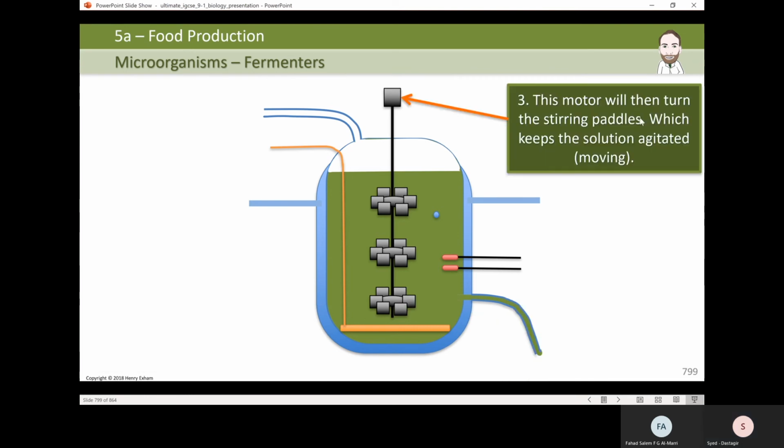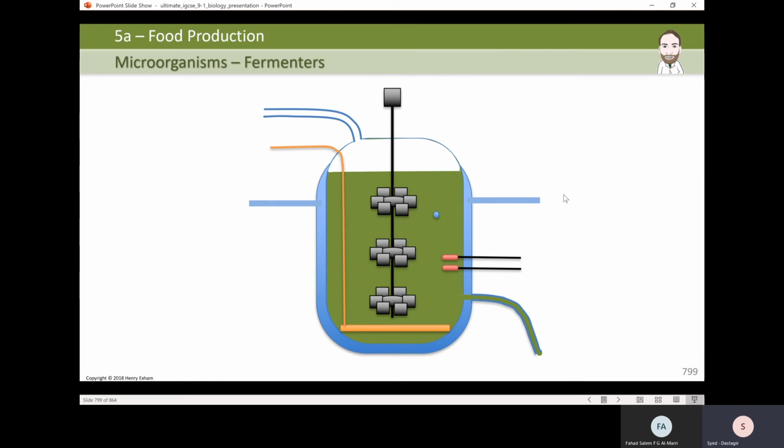Then this black thing here is called a motor, and it turns, and these are called paddles. Imagine a fan. These things look kind of like a fan, and it stirs the solution, making sure everything's moving around. Okay, so then we put water in and water out.